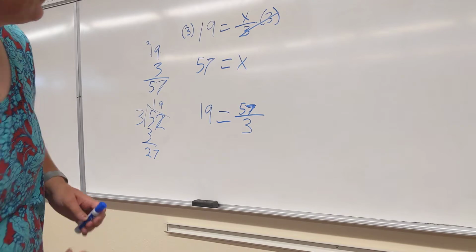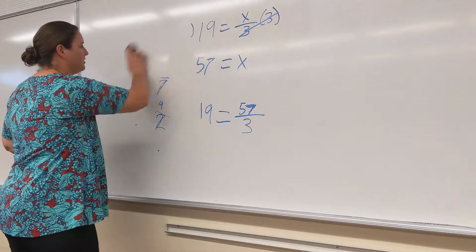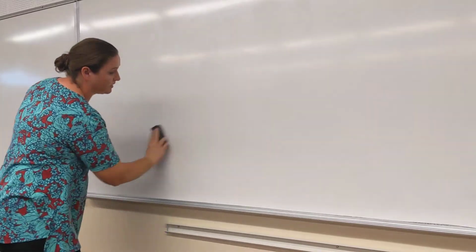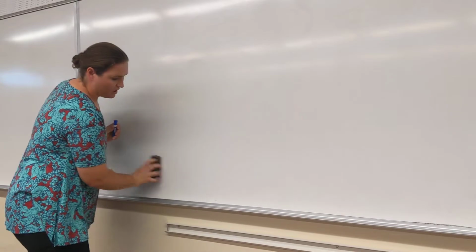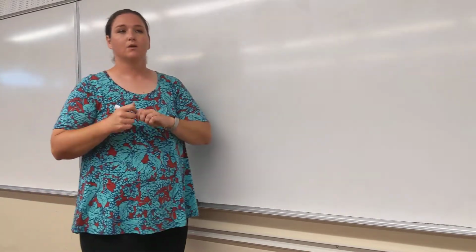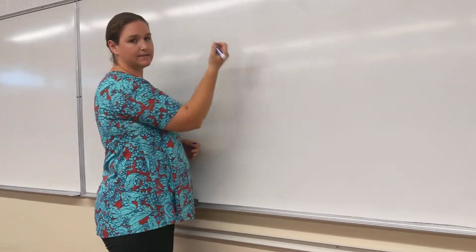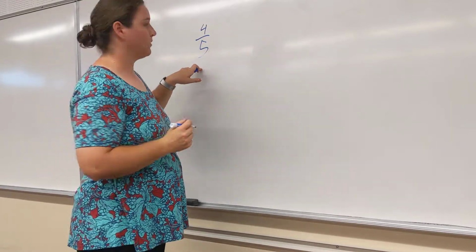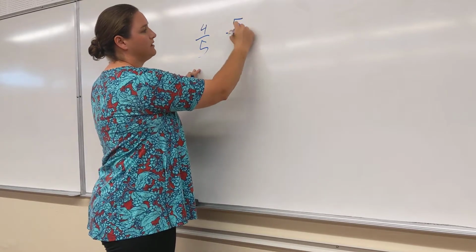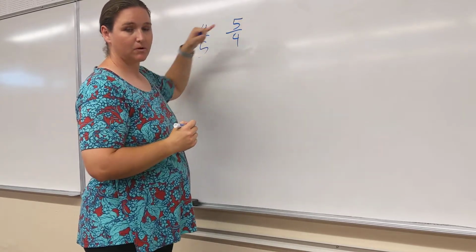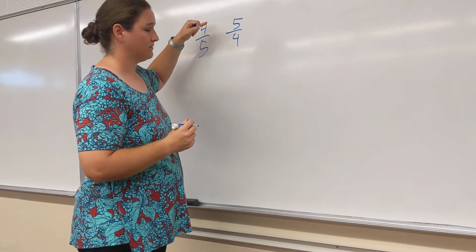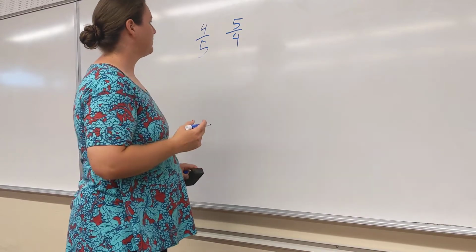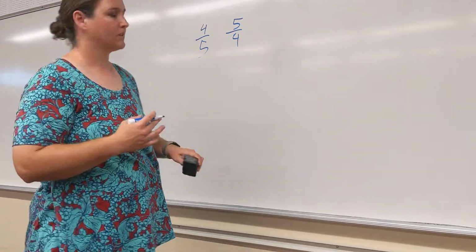All right. Now I want to try one that uses a reciprocal. Now, what is a reciprocal? A reciprocal is when you have a fraction, let's say we have 4/5. The reciprocal of 4/5 would be 5/4. We just flip them across, okay? That is a reciprocal.